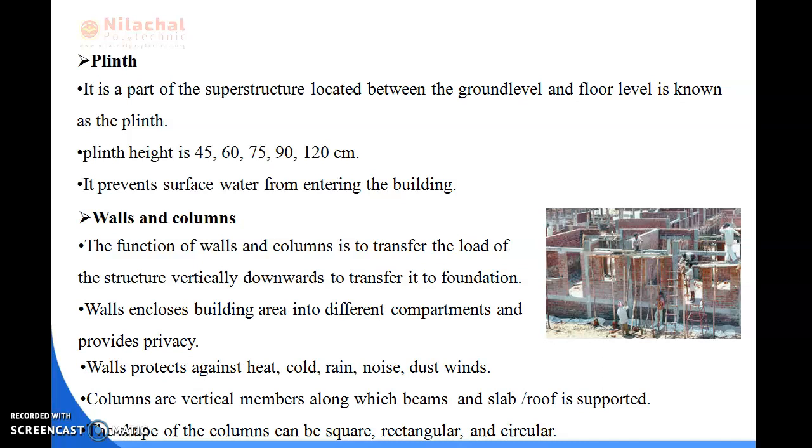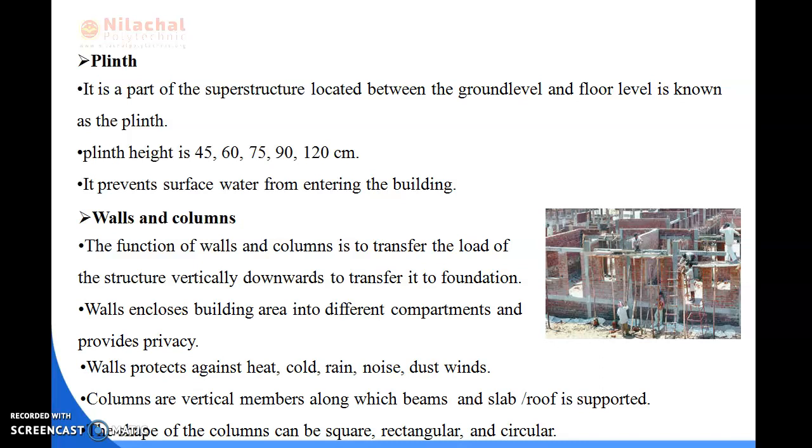And next is walls and columns. You have already seen in your houses the walls and the columns while we are constructing a structure or a building. The function of the walls and columns is to transfer the load of the structure vertically downward to the foundation. Walls enclose the building area into different compartments and provide privacy. Walls protect against heat, cold, rain, noise, dust, winds, etc.